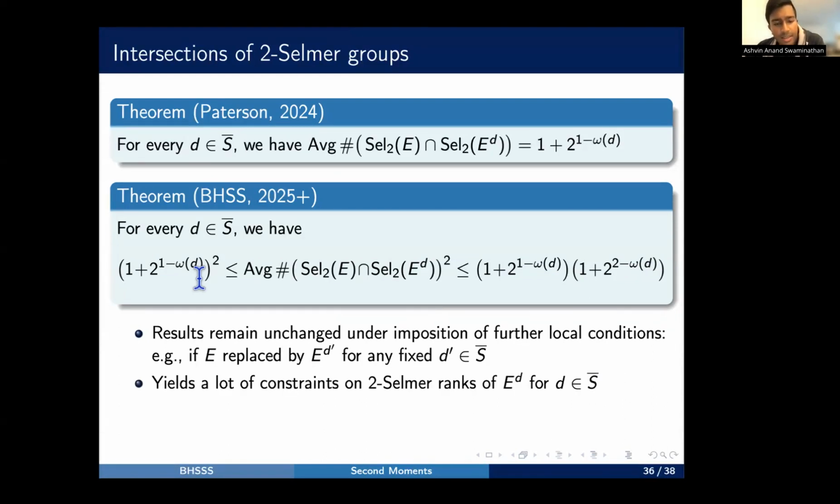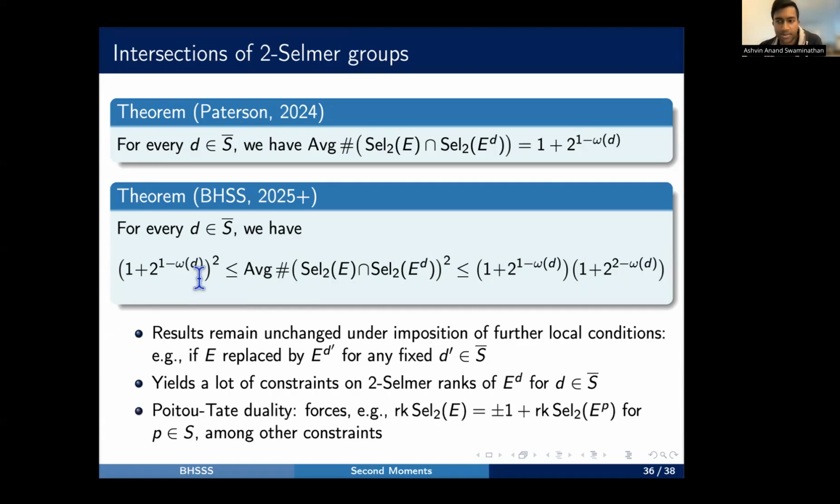These theorems give a lot of constraints on the 2-Selmer ranks of the curves E twisted by D for D in our fixed set S bar. They tell you a lot about these 2-Selmer ranks, but there's also more you can say. Using the greatness hypothesis together with Poitou-Tate duality, for example, you know that the 2-Selmer rank of E differs from the 2-Selmer rank of E twisted by P by at most 1 for primes P in S. And there are other constraints that Poitou-Tate duality implies. My final result is going to be about taking all these constraints and putting them together, and saying what you can say about 2-Selmer groups.